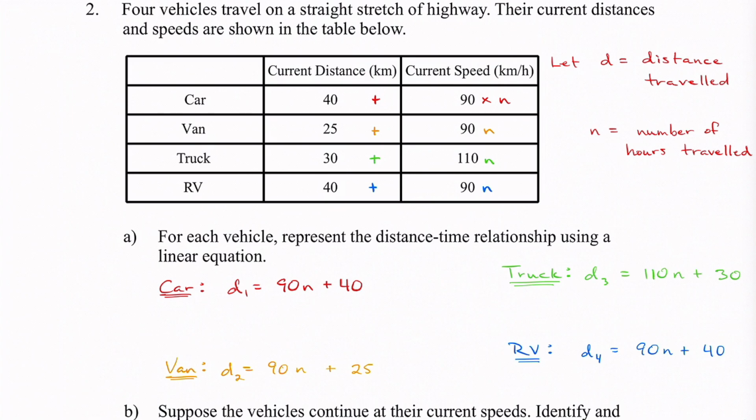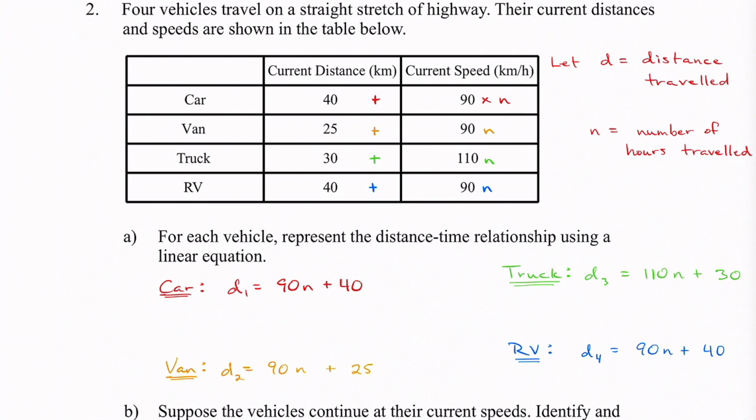Like if you had the car and the van, and this will be our first example actually down below. If one starts at the 40 kilometer mark and one starts at the 25 kilometer mark and they're both going the same speed, that means that this van is never going to catch the car because the car started with a head start and they're both going at the same speed.